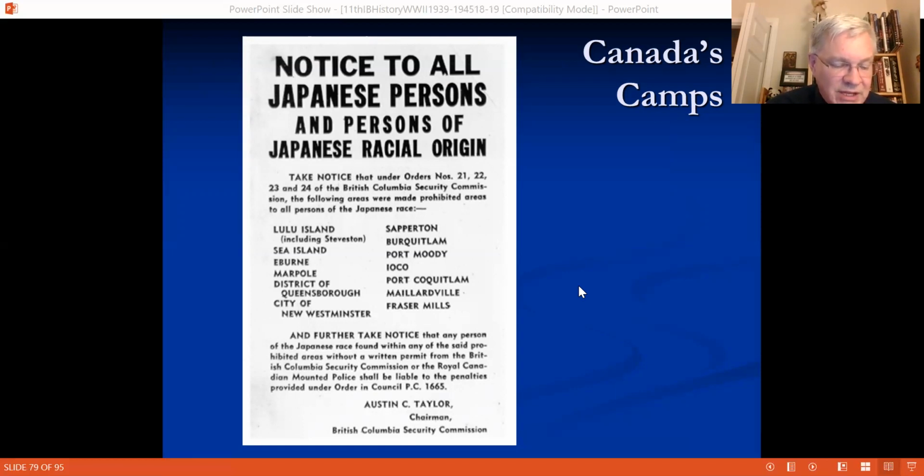1,200 Japanese Canadian fishing boats were seized by the Canadian government. I guess they were afraid that they were going to be used in cooperation with the Japanese Navy in some kind of an assault. And within 100 miles of the coast, that whole area was removed of Japanese Canadians, about 22,000 altogether, and they were put into internment, their property sold. So it's a very similar situation to what occurred in the United States of America.